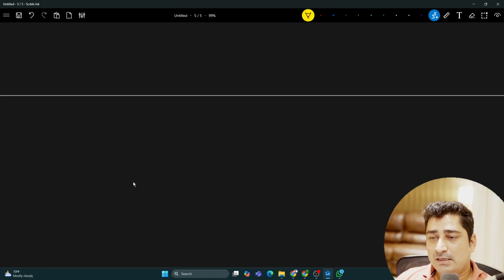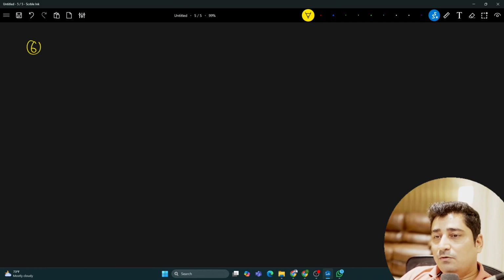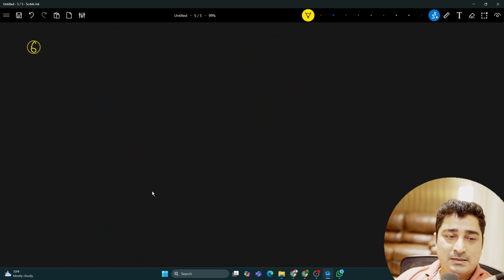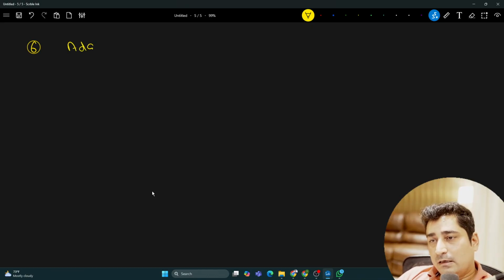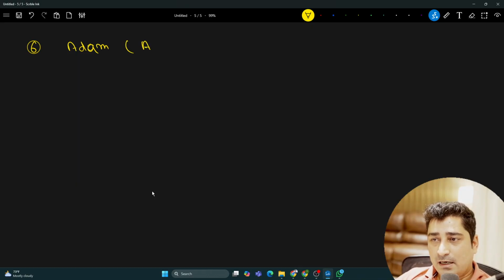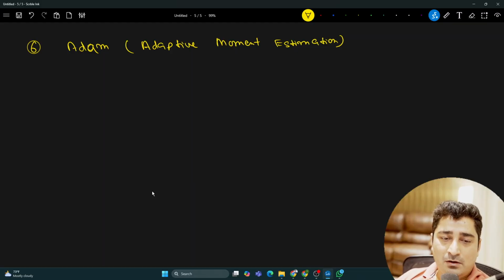Now moving ahead, there is another optimizer that you will find, called the Adam optimizer, one of the best ones. I think it's the sixth one. The Adam optimizer is one of the widely used optimizers, and Adam stands for adaptive moment estimation. Now how does this look?